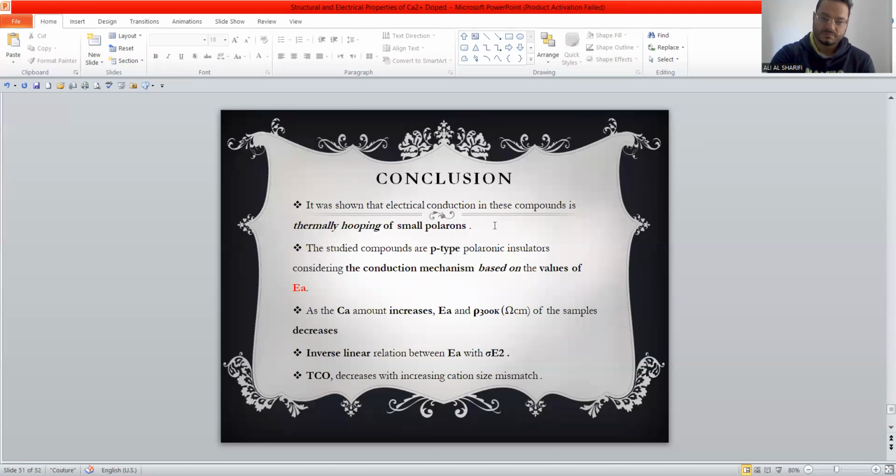Here, as the calcium amount increases, both the activation energy and the resistivity at room temperature of the sample decreased. Here, an inverse linear relation between the activation energy and the cation size mismatch, like I explained by using the last plot, the last curve.